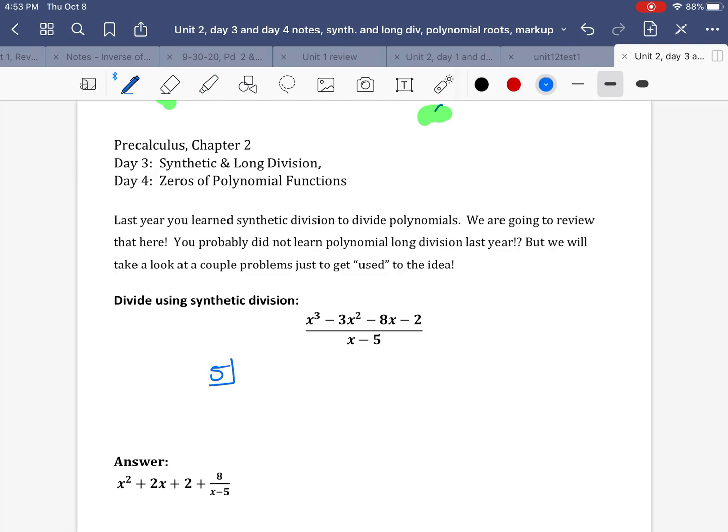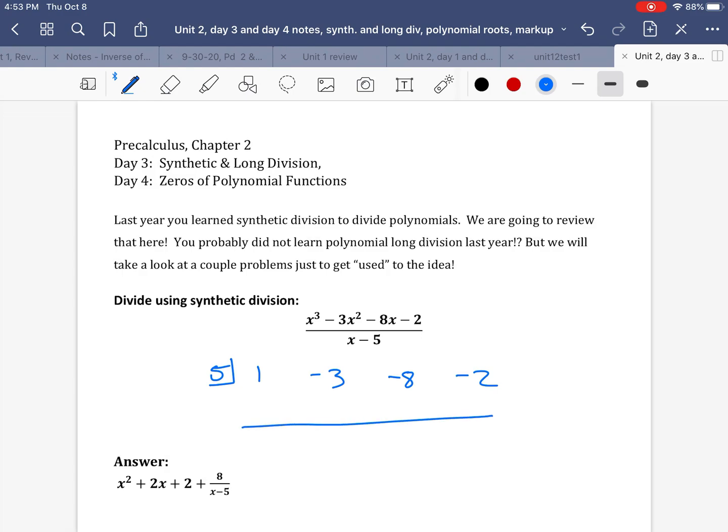Whoops, keep messing up my markers here. There we go. All right, so I put a 5 there, and remember then I steal all the coefficients. There's a 1, there's a -3, a -8, and a -2. So I line those up, and there's nothing missing. It's x to the third, x squared, x, and then 2. So I'm going to line up 1, -3, -8, and -2. Leave a little space and draw a line.